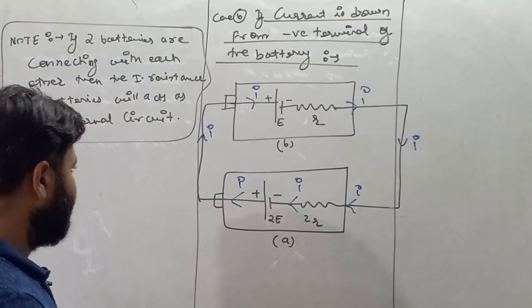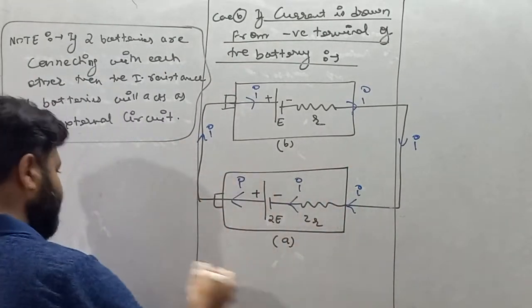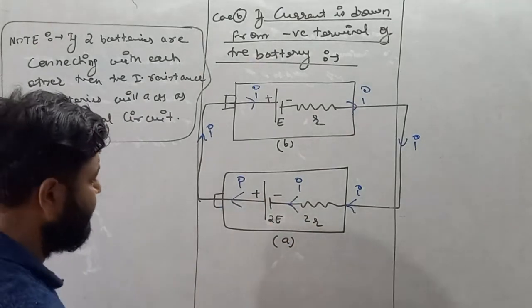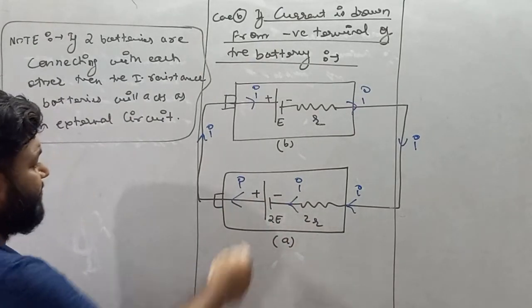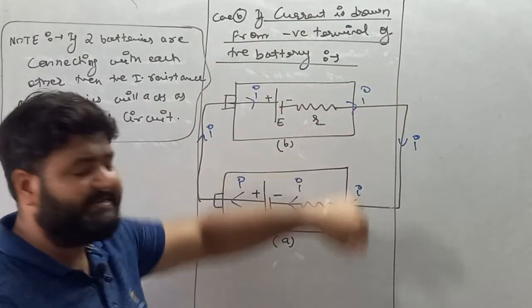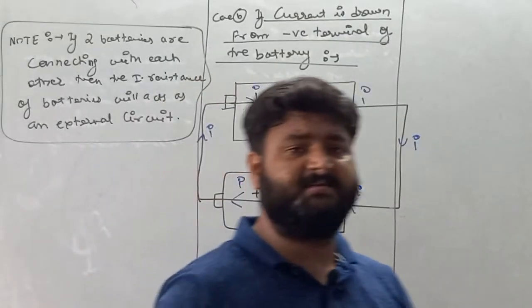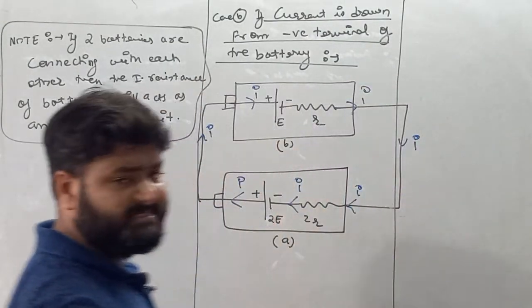Now let's see the battery first, that is battery A, my dear student. Here the current comes from positive terminal of battery and goes towards negative terminal of battery. So this case will be discussed by us in this lecture as well, my dear student.